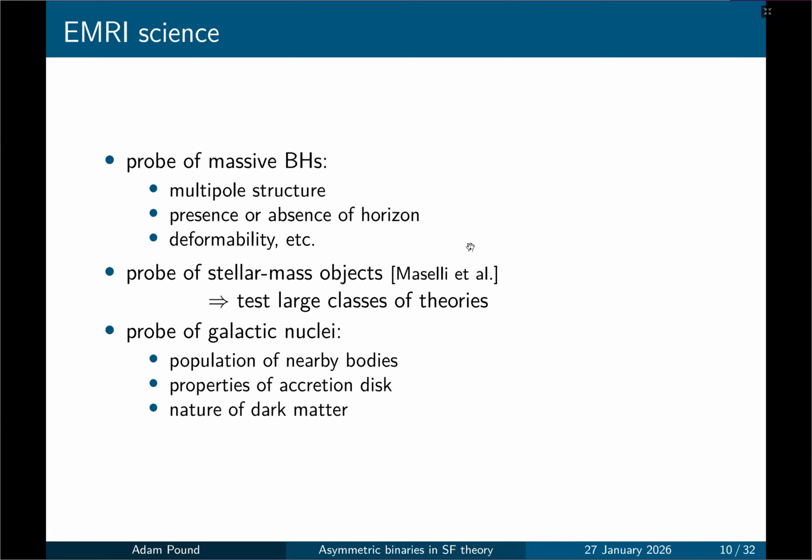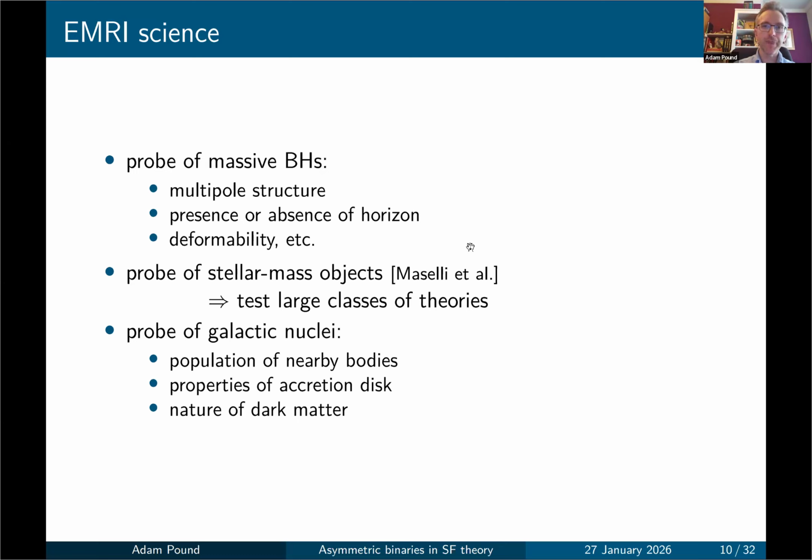Can you explain that? Because you said that you could probe 10 RS, or 10 Schwarzschild radii, away from the black hole. So how would you be able to probe the presence or absence of a horizon? So the system gets way deeper than 10 Schwarzschild radii. That's when it typically enters the LISA band.